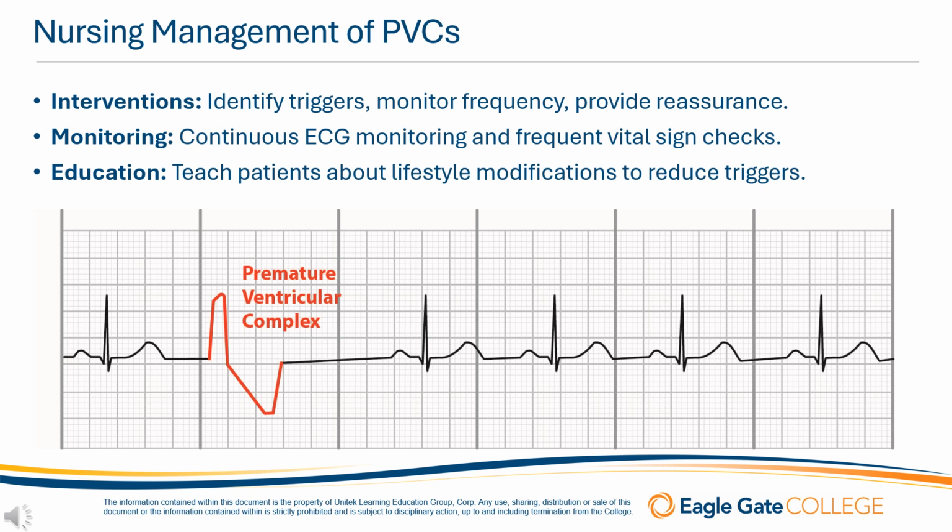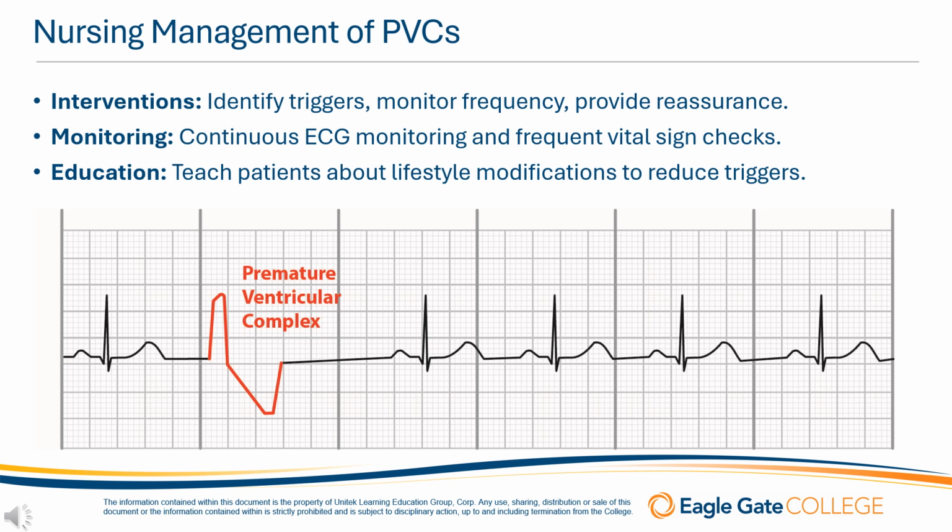Educating patients on lifestyle modifications is a key aspect of nursing management for PVCs. Patients should be advised to reduce or eliminate caffeine and nicotine, manage stress effectively, and maintain a balanced diet rich in essential nutrients. Encourage regular physical activity, as exercise can help to reduce stress and improve overall cardiovascular health. However, patients should be advised to avoid excessive exertion, which can trigger PVCs.